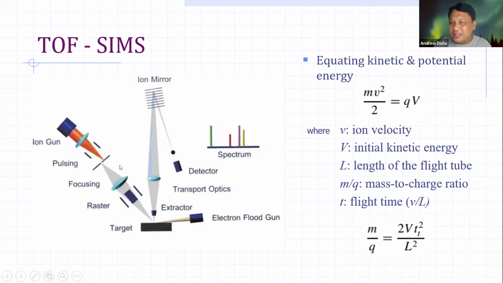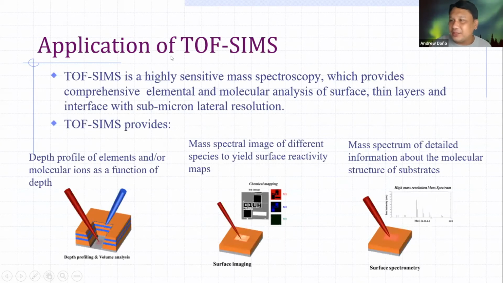So the smaller ions will travel faster. Okay, so they travel faster compared to the higher mass secondary ions. So, application of TOF-SIMS.